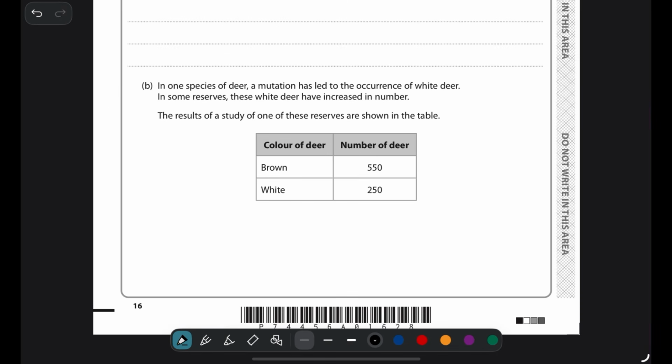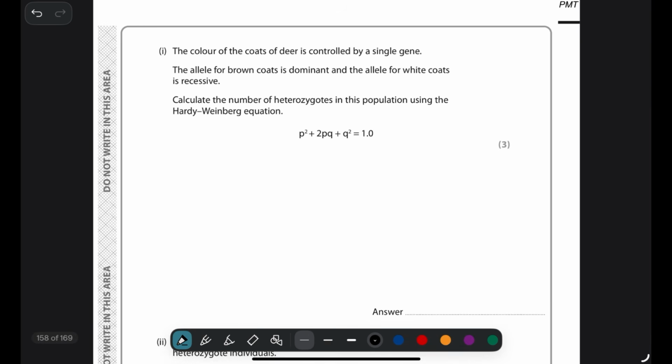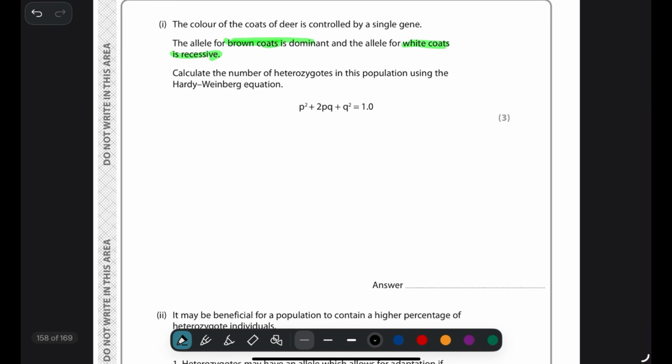Now, let's look at question B. In one species of deer, mutations led to the occurrence of a white deer. In some reserves, white deer increase in number. They've given us the data there, 550 and 250. They're saying that the color of the coats is controlled by a single gene. Very importantly, they've told us that brown coats is dominant, and white coats is recessive. Good to know. And we need to use the Hardy-Weinberg equation, so again, you need to know this equation.